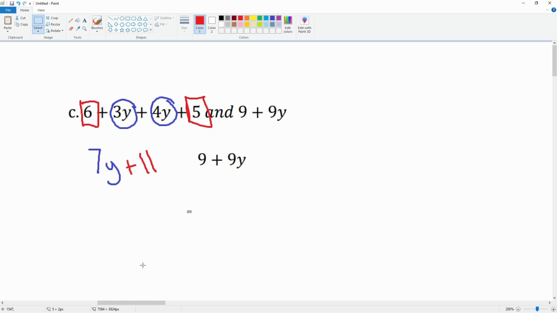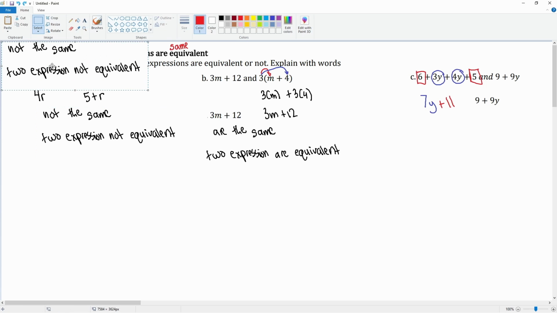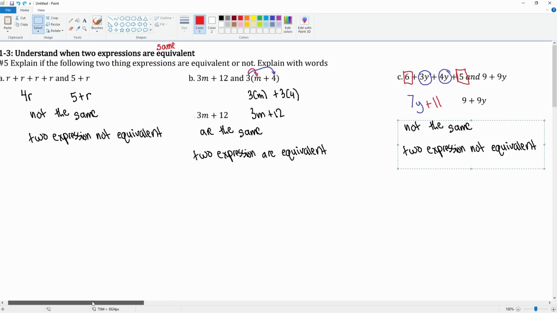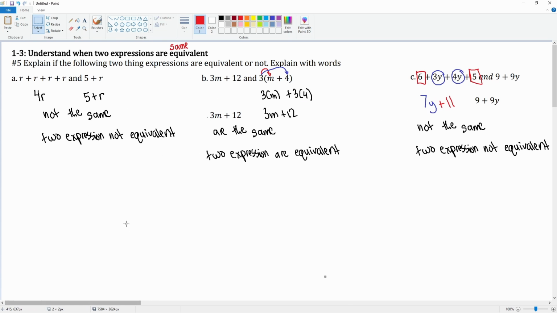No, these two are not the same. So they're not the same. So let me grab these. These are not the same. So you can write that the two expressions here are not equivalent. So there you go. That's how you tell. Make sure you simplify those expressions to look at them to see if they are equivalent or not.